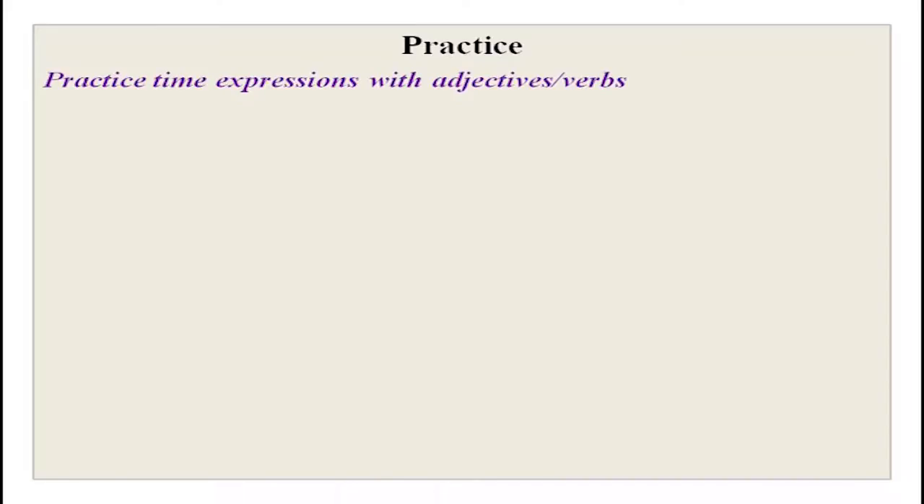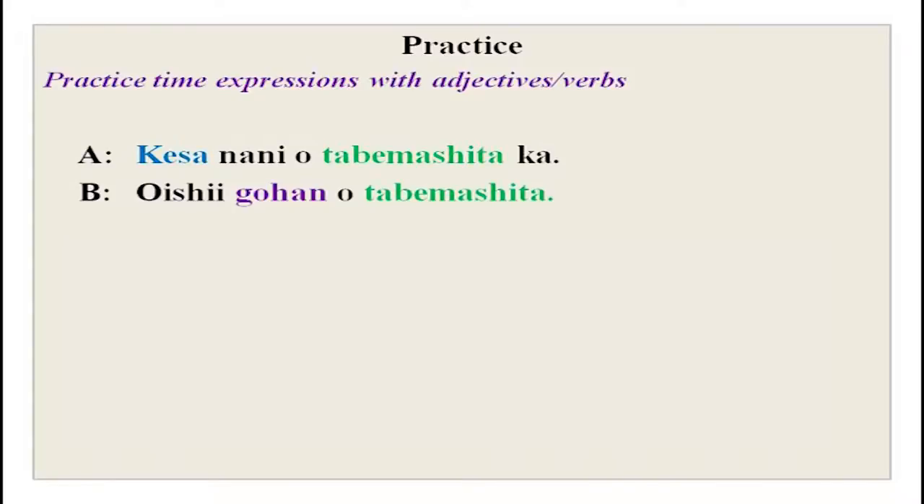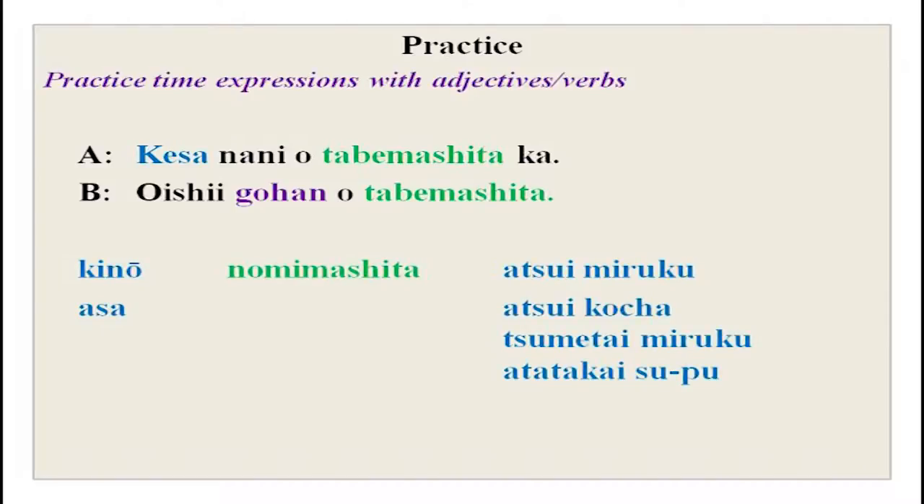Now, practice time expressions once again with different verbs. Kesa nani wo tabemashita ka? Oishi gohan wo tabemashita. Kino nani wo tabemashita ka? Or kino nani wo nomimashita ka? Atsui milk wo nomimashita. Atsui kocha wo nomimashita. Sumetai milk wo nomimashita. Sumetai is cold, as in touch. Sumetai milk wo nomimashita. Asa nani wo nomimashita ka? Atatakai soup wo nomimashita. Atatakai is nice and warm, nice and hot.